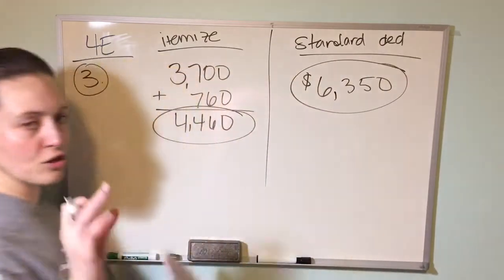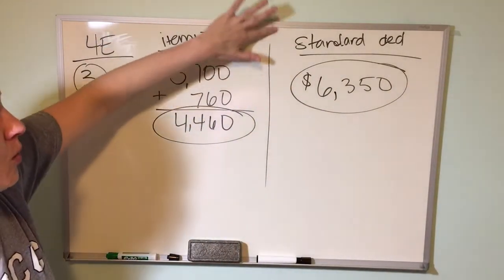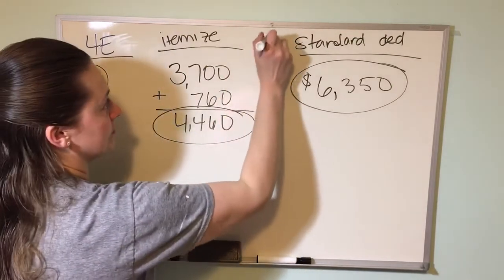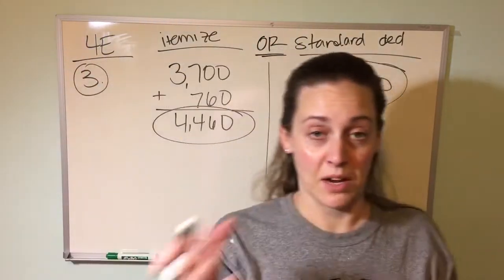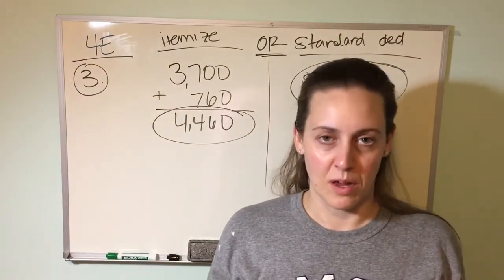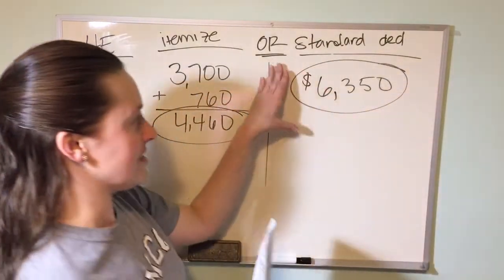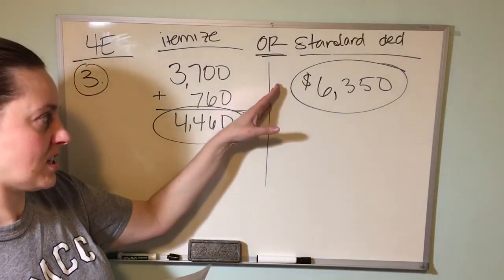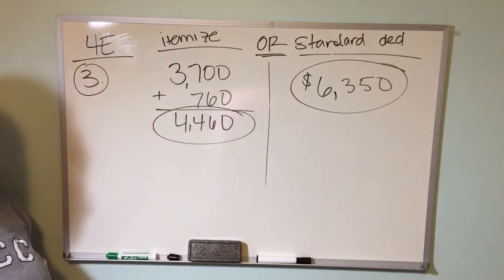$6,350. So when you're choosing, you can either choose to itemize or you can choose to take the standard deduction. You only get to pick one. For most people, I would say the majority of people, greater than 50% of people, this is what they'll choose. You'll choose the standard deduction. Some people will itemize. It depends on if you own a home or something like that.